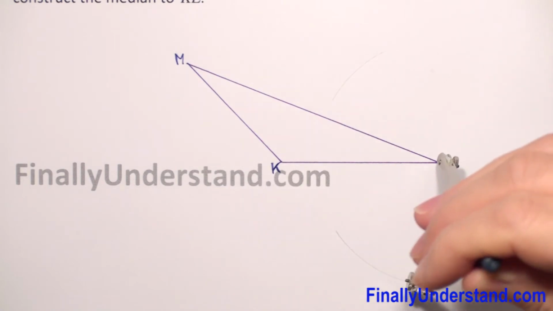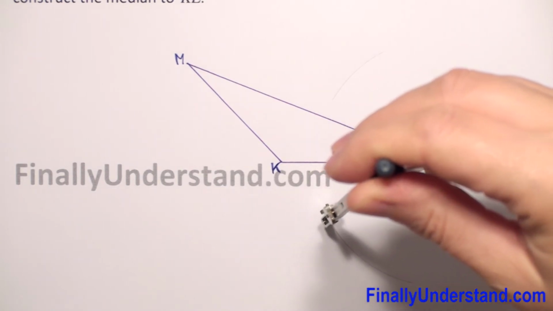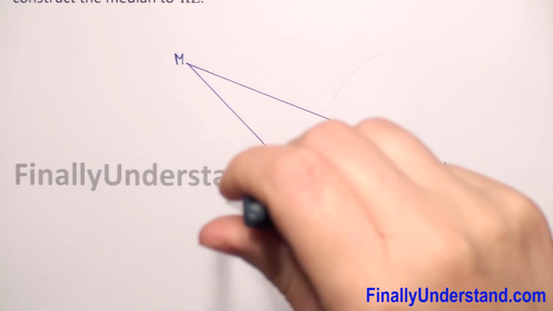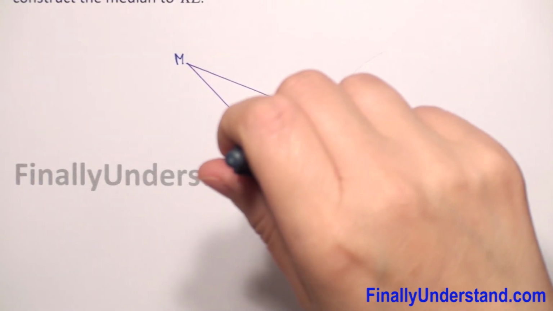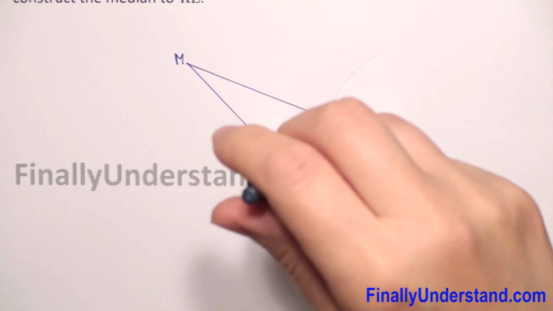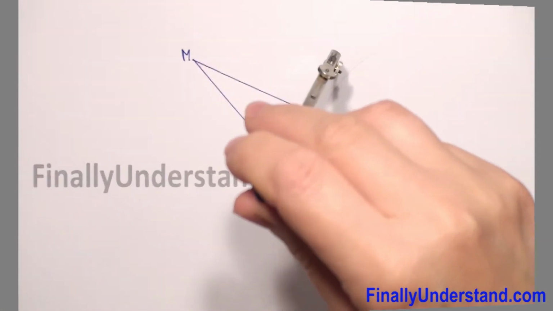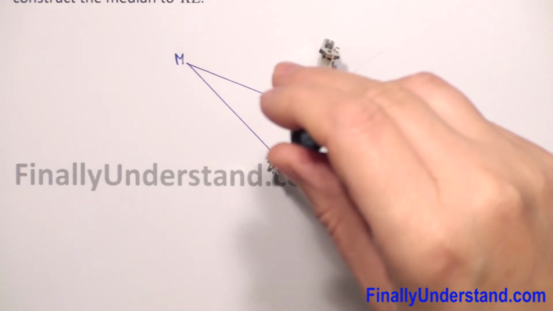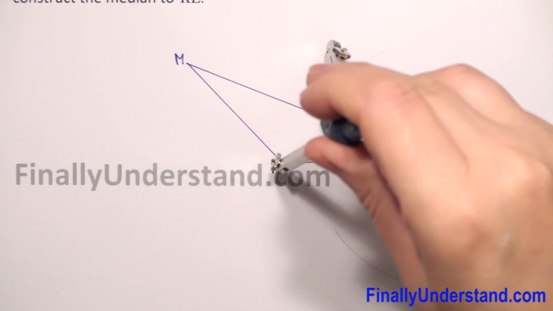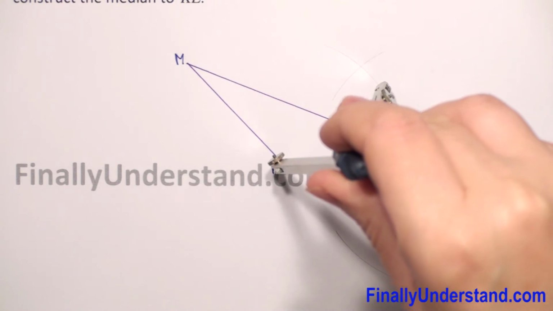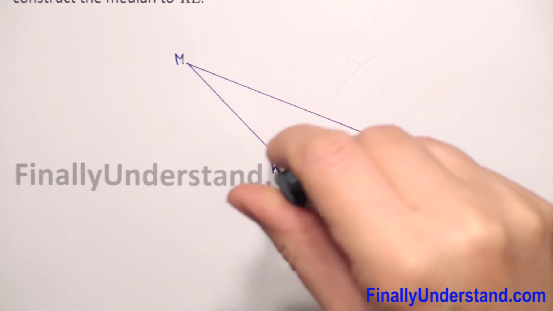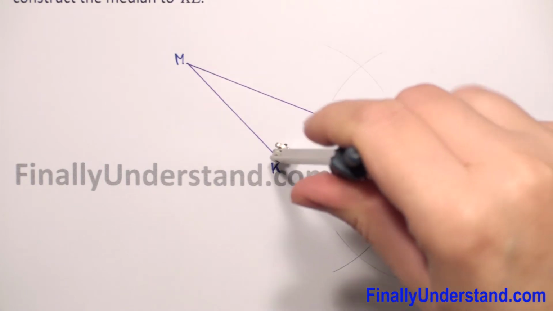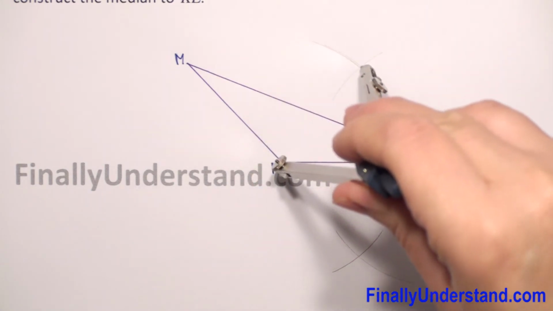below segment. And now, keeping the same compass width, we have to draw the arc from the other vertex, from K. The compass must be open the same width. And we draw arc above and below. Below segment KL and above.